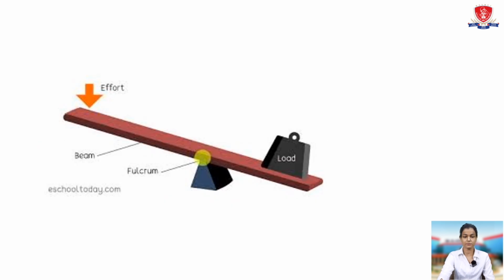Let's understand this by a diagram. Now, in this diagram, as you can see, this beam is the rigid bar, this fixed point is the fulcrum, this is the point where we will be applying our force, called the effort, and this is the point where we will move the weight, which is denoted by W, or the load.